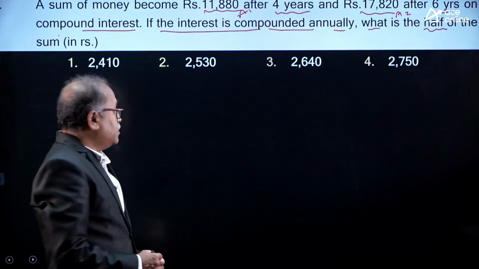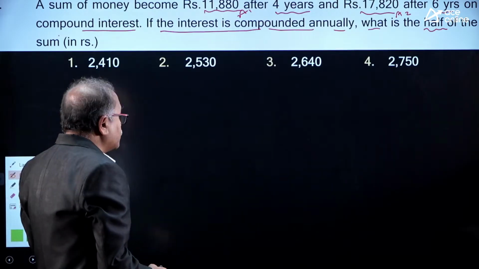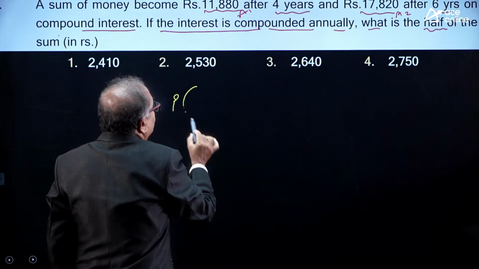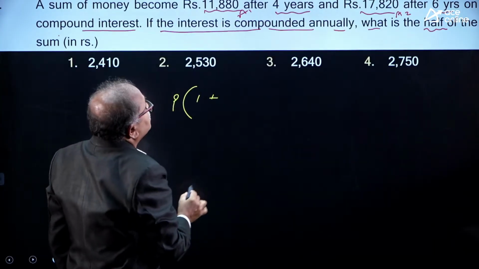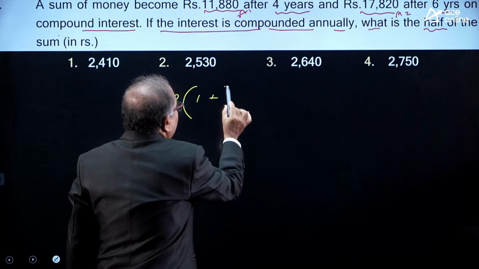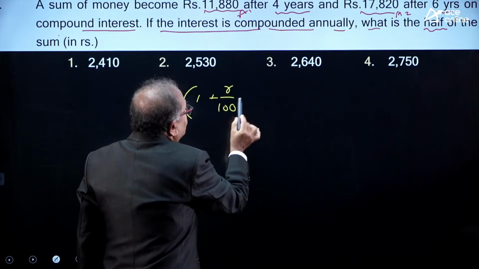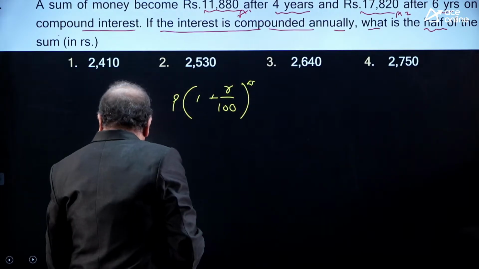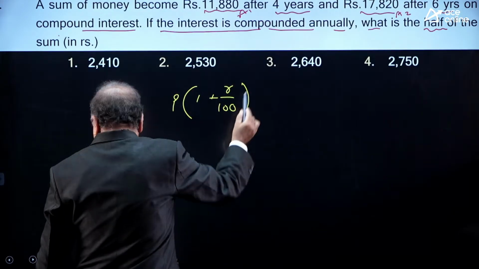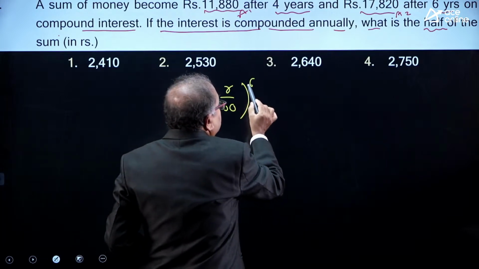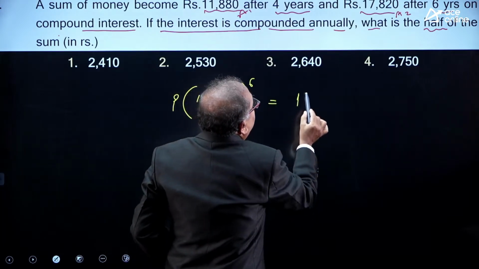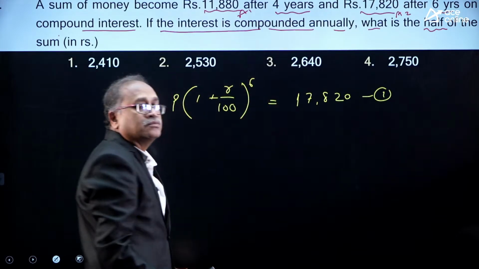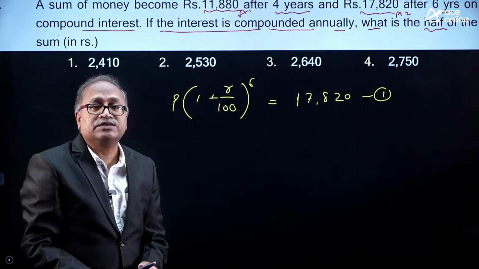Okay. Still, let me start. How do I start this one? So, here P into 1 plus R by 100 to the whole power, I will first take 6, whole power 6, which is equal to 17,820. This is equation 1. This is the previous year question of SSC.